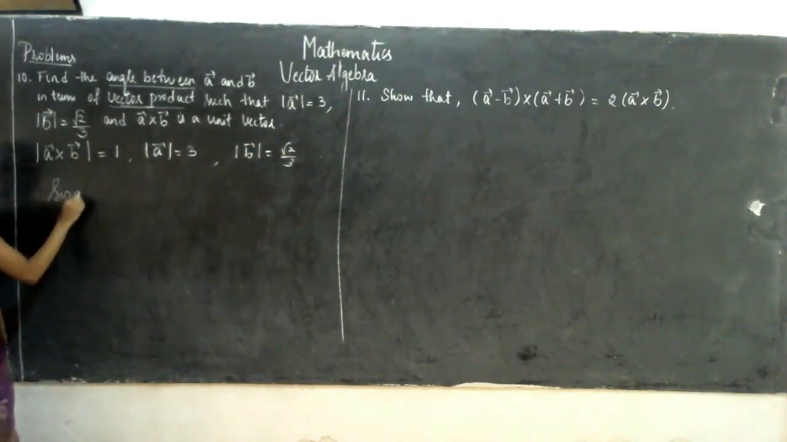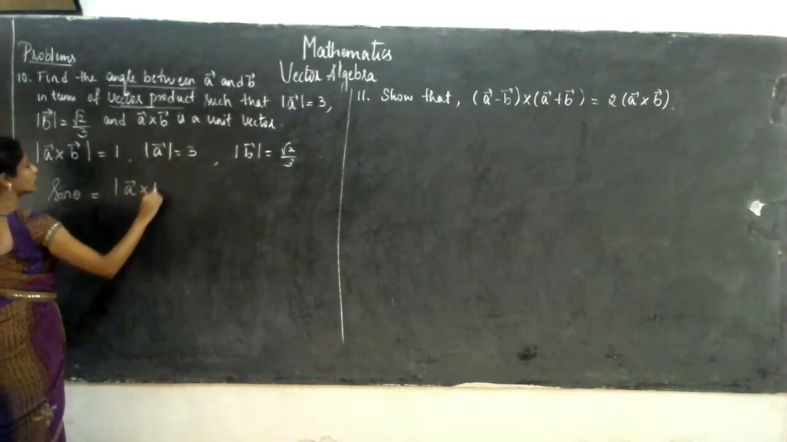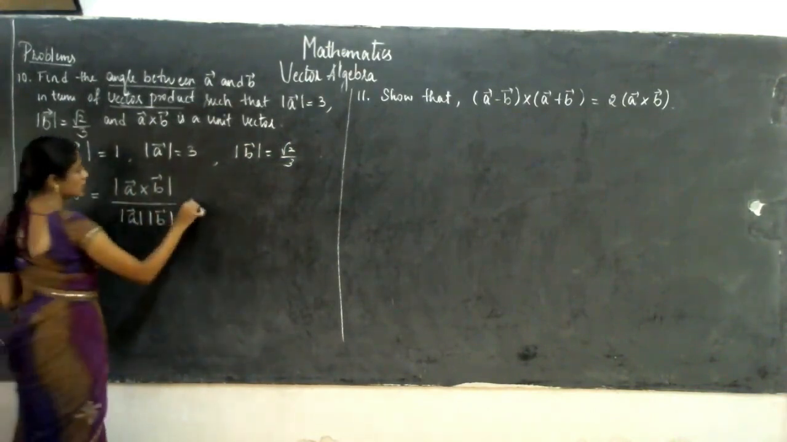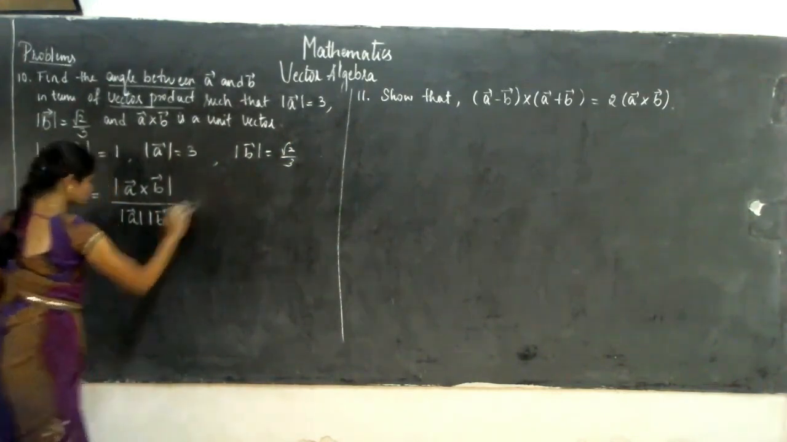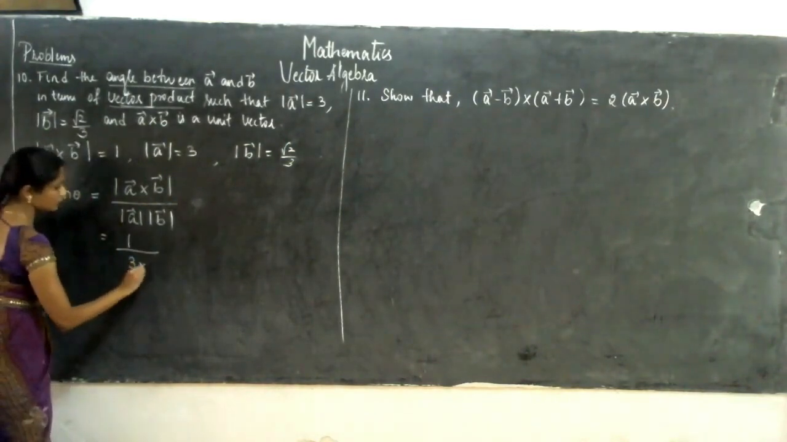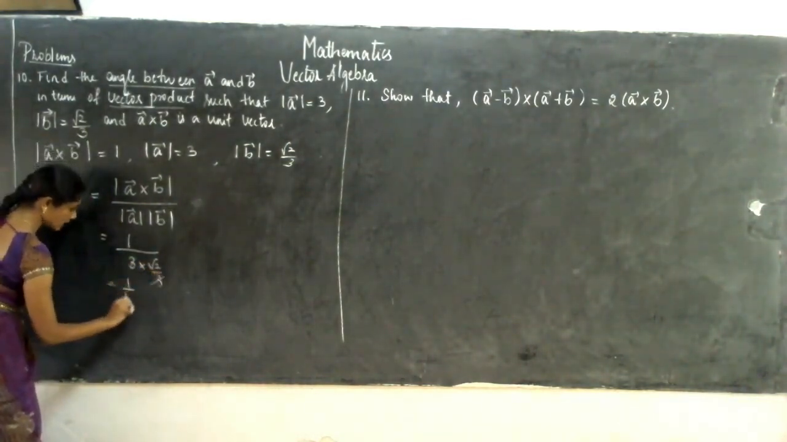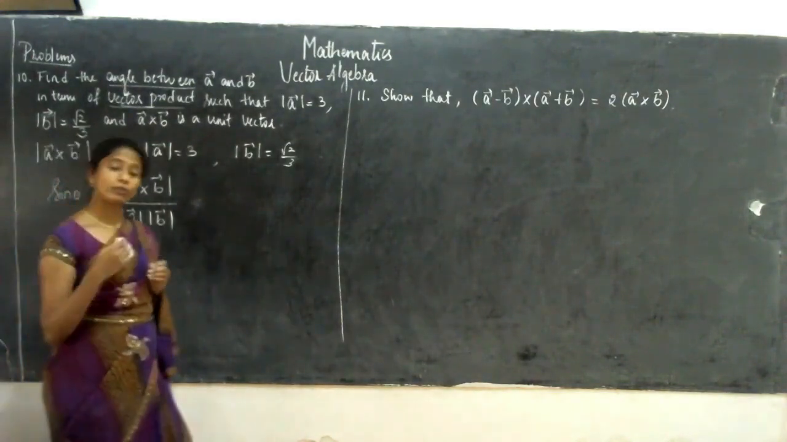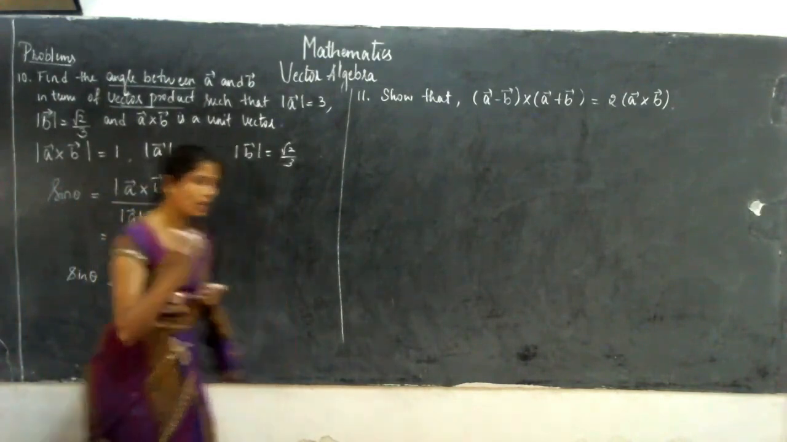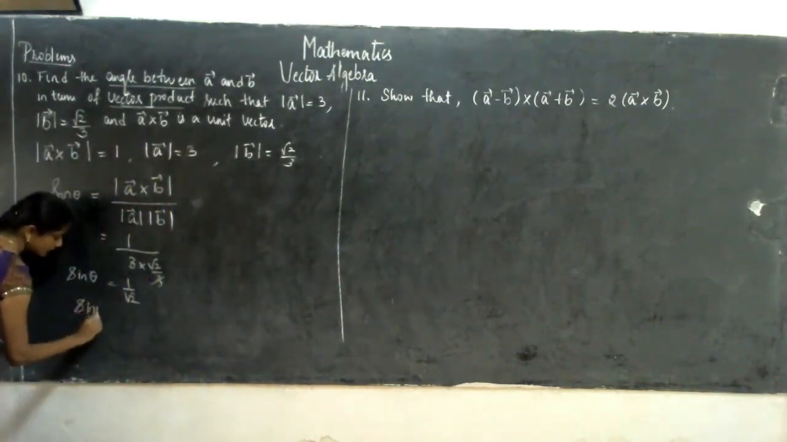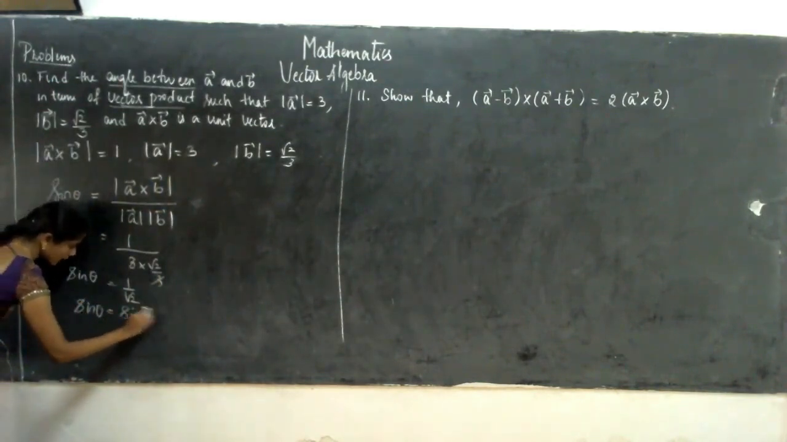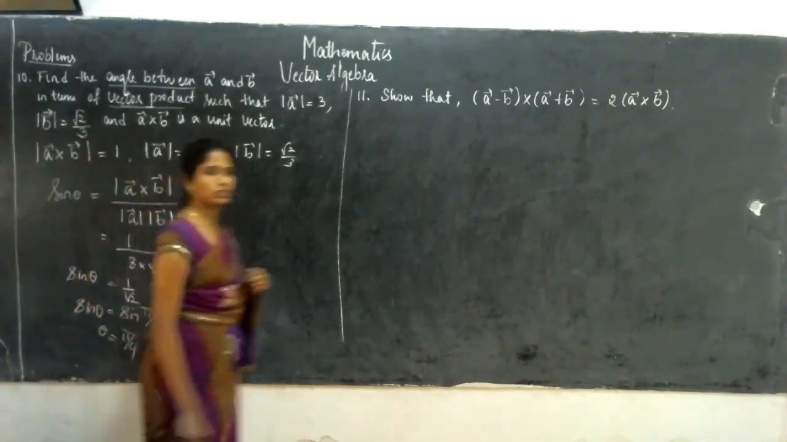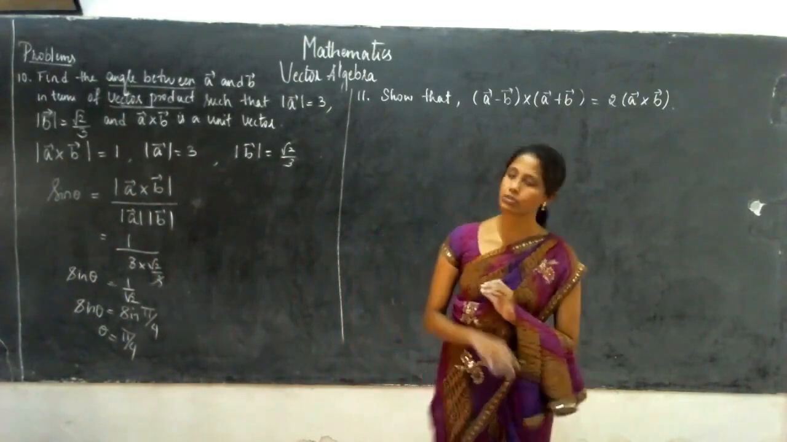So the angle between the two vectors is given by sine theta equal to the magnitude of vector A cross vector B divided by the magnitude of vector A into the magnitude of vector B. Let us substitute the values. So this is equal to 1 divided by 3 into root 2 by 3. So the 3 gets cancelled. We get 1 by root 2. This is the value of sine theta. Now, you tell me, for what value of sine do you get 1 by root 2? It is sine 45 degrees. Therefore, sine theta is equal to 1 by root 2, which is nothing but sine pi by 4. So therefore, theta will be equal to pi by 4. This is how we find the angle between the two vectors in terms of vector product.